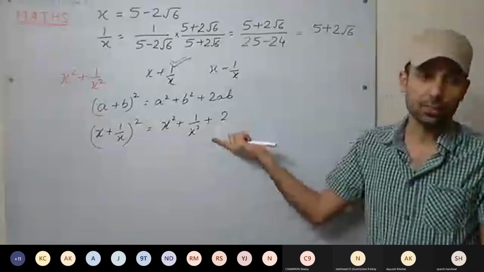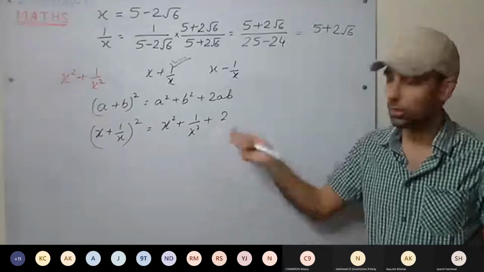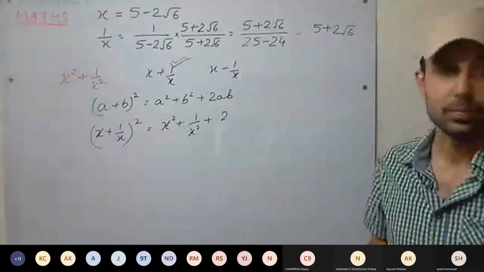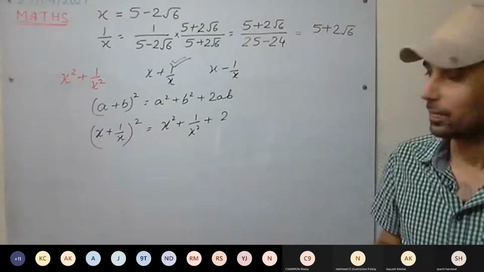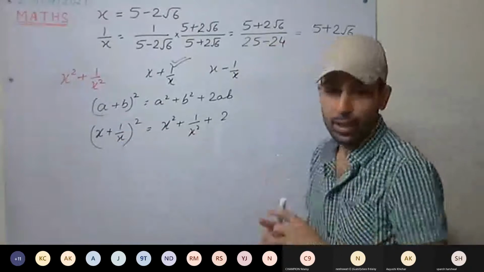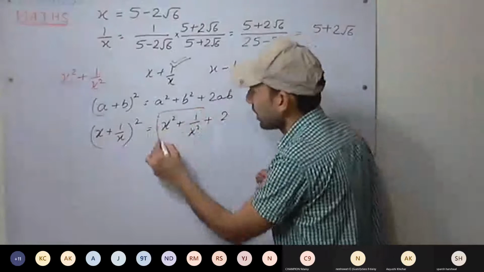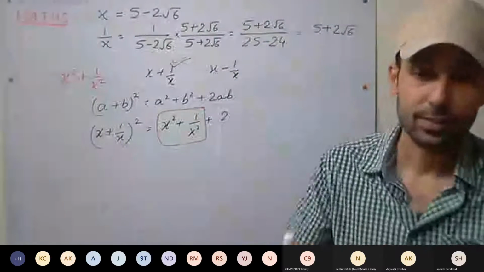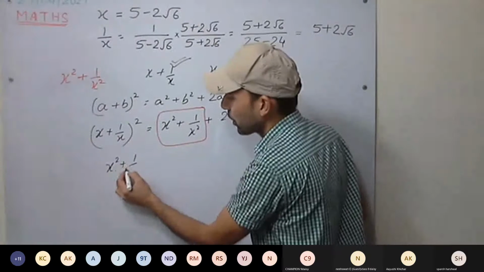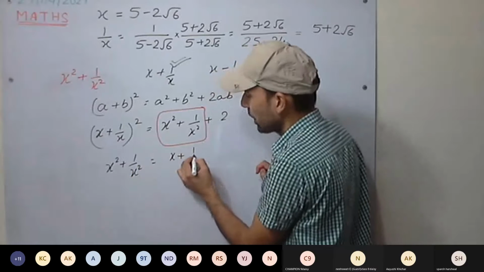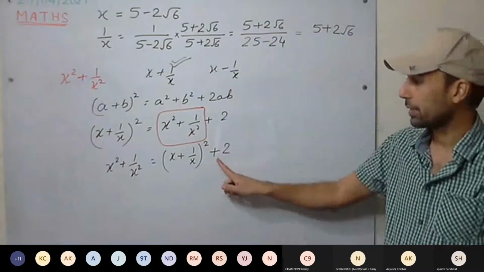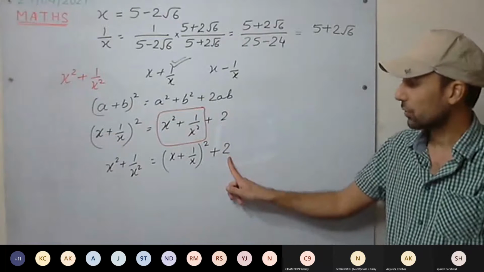Understood this one? Anyone have doubt here? So, x square plus 1 upon x square, its value we have to find. So how can we write? x square plus 1 upon x square equal to x plus 1 upon x, the whole square, minus 2. Understood this one?